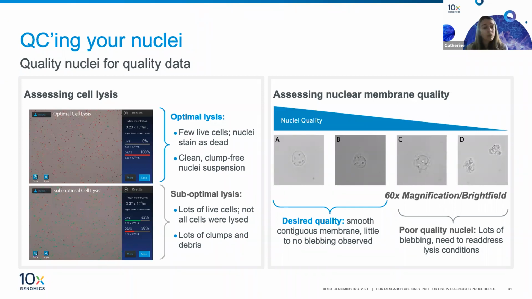If we ran this with any of our solutions, we're likely to end up with lots of ambient RNA in our data, and ultimately it's not going to be what we're looking for. So we definitely want to optimize those conditions.